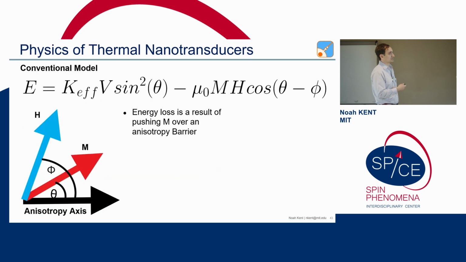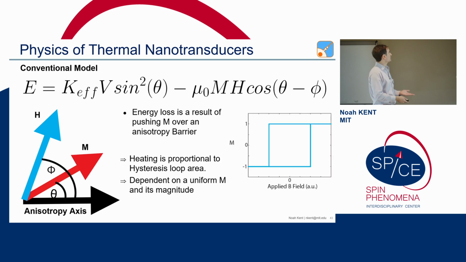So I'm going to present one conventional model of the physics of thermal nanotransducers. Basically, you have an anisotropy energy barrier and a uniform magnetization, and the theory is that you push your uniform magnetization over the anisotropy energy barrier. You go from a low anisotropy energy state to a high one and back to a low one, and all that energy is assumed to have gone to heat. It turns out that this is proportional to the hysteresis loop area, and it depends on a uniform M and its magnitude.